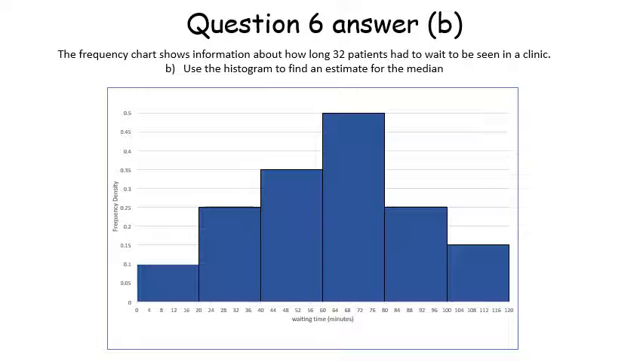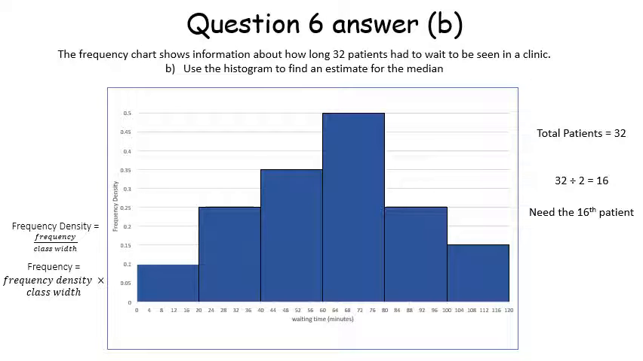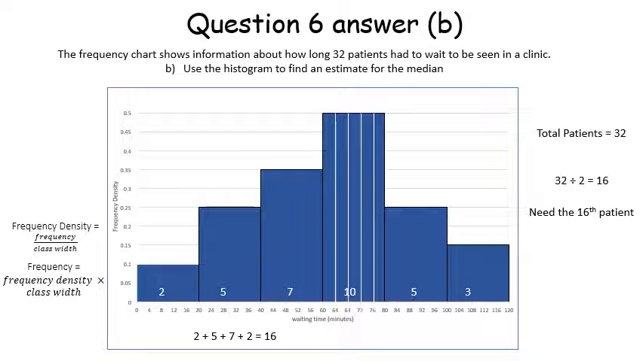Question 6, continued. We need to start by calculating the frequencies using the formula. As we have 2 patients in the first class, then 5, then 7 patients, which is a total of 14 patients, we need 2 of the next class to make it up to 16. We split that class into 5 lots of 2. We can see that the first 2 brings us up to 64 minutes waiting time for an estimate for the median.